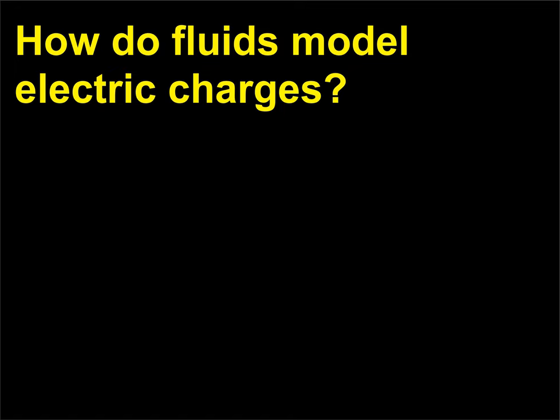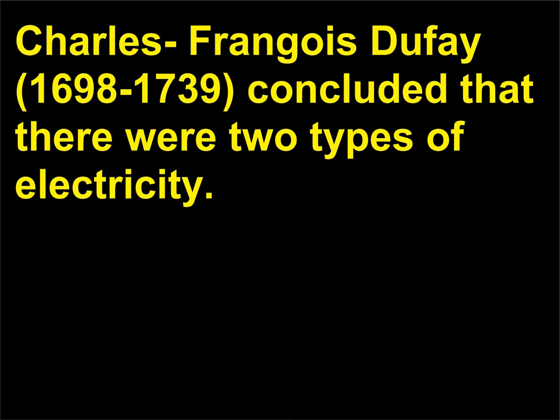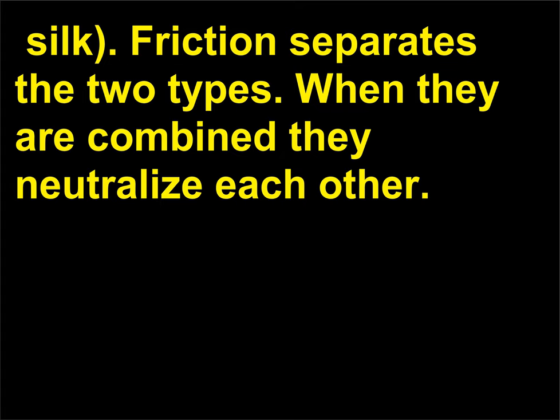How do fluids model electric charges? How could these results be explained? Charles François Dufay, 1698-1739, concluded that there were two types of electricity. He named them vitreous, meaning glass, precious stones, and resinous, amber, sealing wax, silk. Friction separates the two types. When they are combined, they neutralize each other.